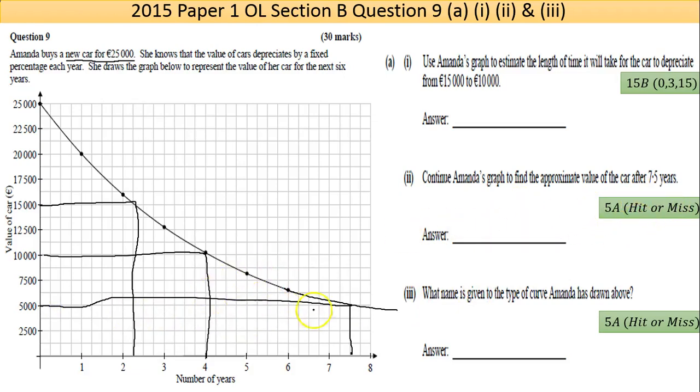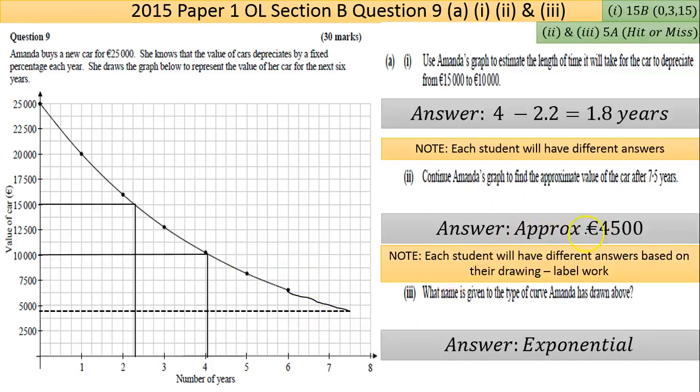But again, it'll be based on your work. So we're saying approximately that's 7.5. I'm saying 4,500 there. Okay. Looks okay as an answer.